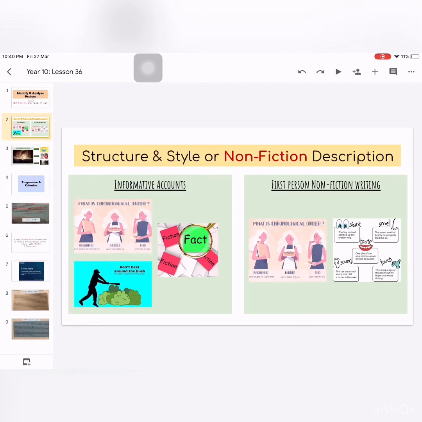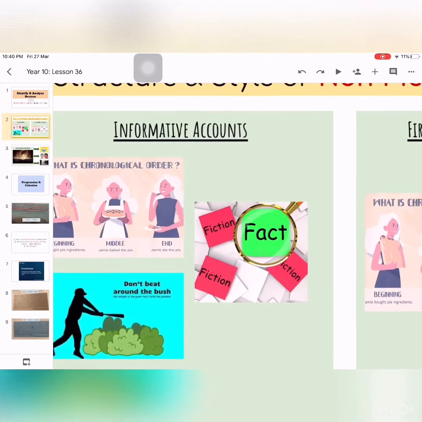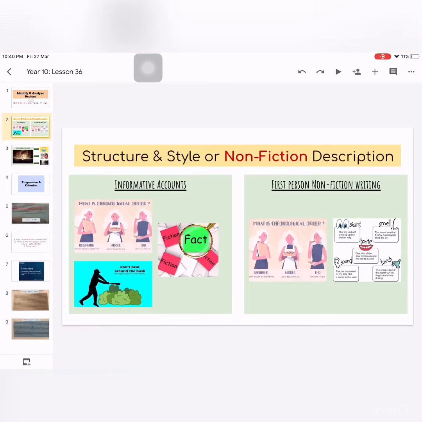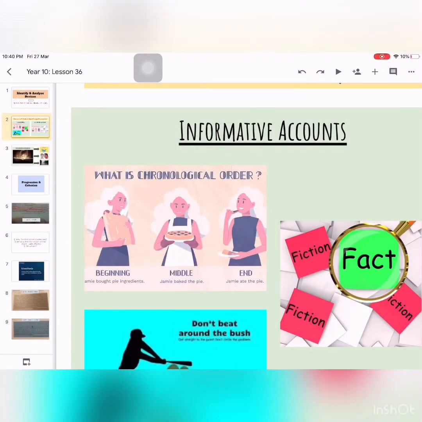We have two types, right? First person nonfiction writing is part one, and informative accounts for part two. And you can see the resemblance over here. They are both chronological, meaning to say you have the beginning part, you have the middle part, and you have the end part. The beginning, probably you just bought the pie ingredients, and then the middle part, you just baked it, and at the end, you ate the pie.